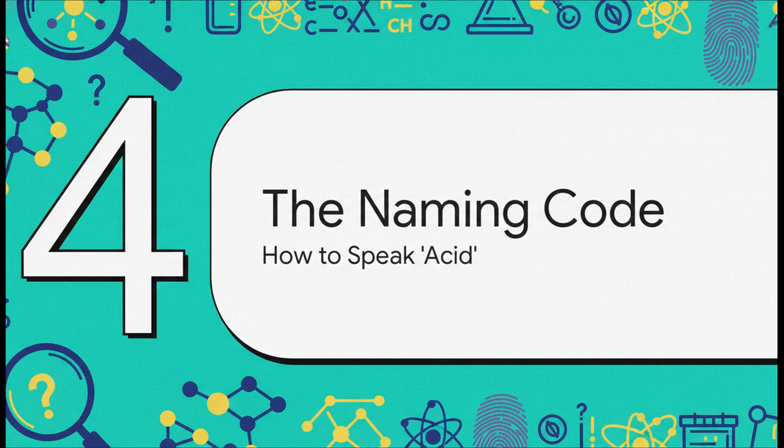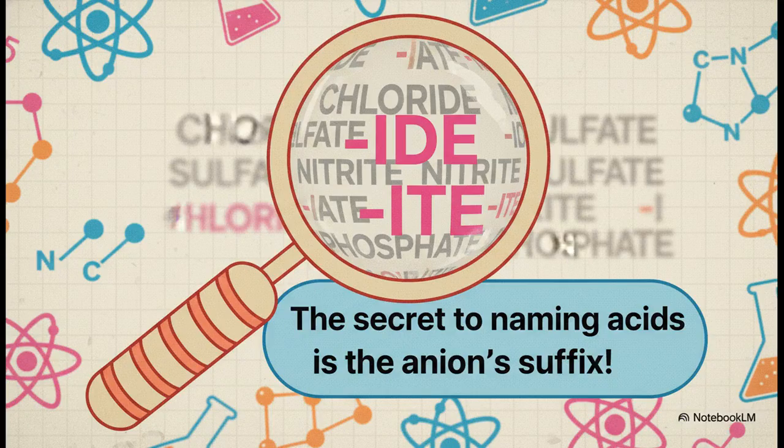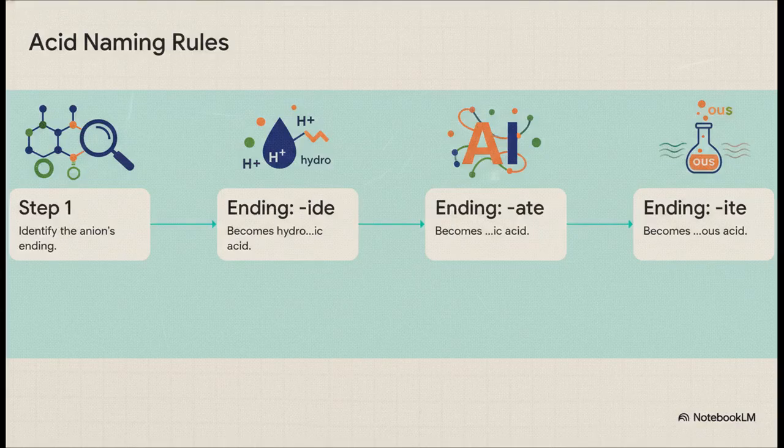All right, so now that we can tell them apart, let's learn how to speak their language. In this next section, we are going to crack the naming code for acids. Now, you might think you need to memorize a million different names, but the secret is actually way simpler than that. You just need to look at the name of the acid's anion, that negatively charged part. The anion's name basically tells you everything you need to know to name the acid. So here are the rules. It's like a little chemistry decoder ring.